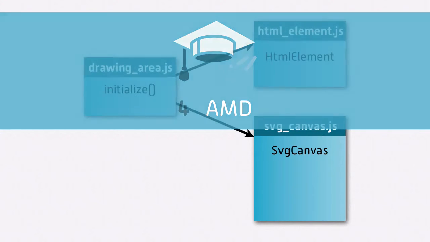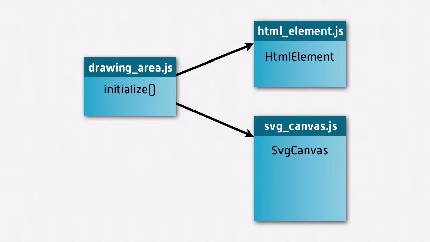The last modularity approach I want to share with you is AMD, Asynchronous Module Definition. And this is kind of an interesting one. It's sort of a cross between the global namespace object and CommonJS in that it sort of has the advantages of both, but that flexibility also leads to some problems, as I'll describe in a few minutes.